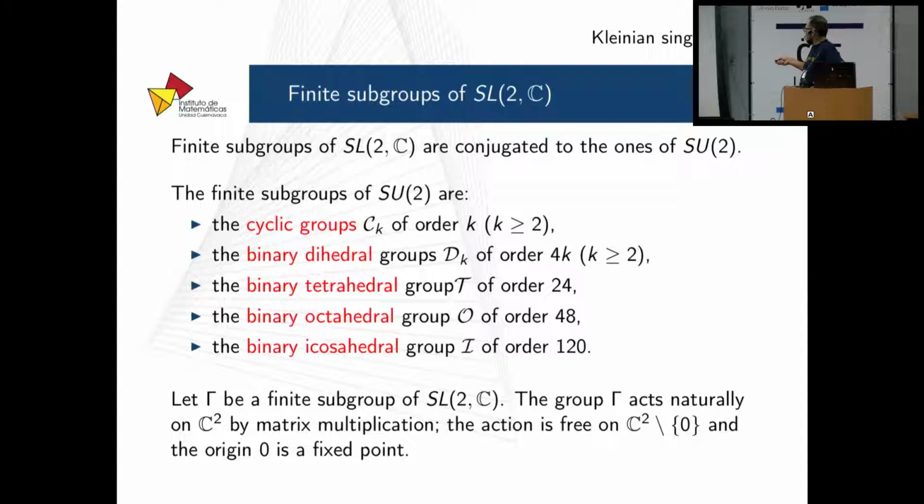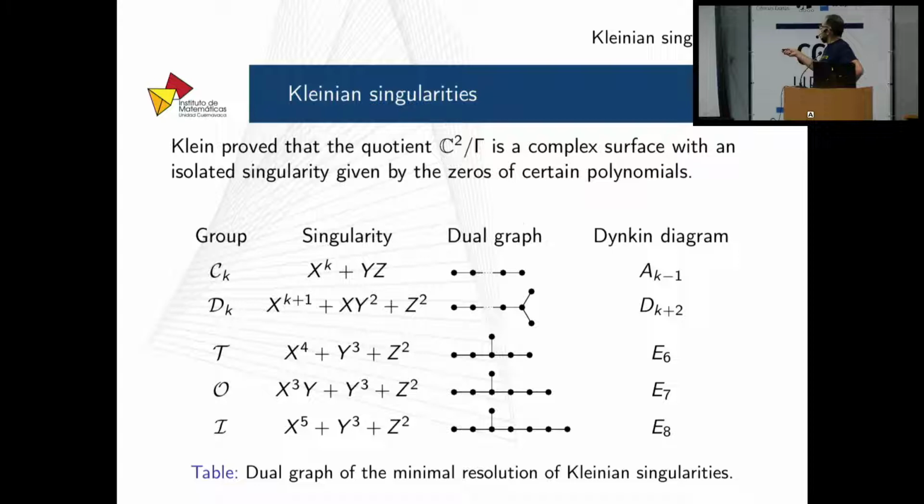If we take one of these finite subgroups of SL2C, these groups act naturally on C2 by matrix multiplication, and the action is free except at the origin, where we have a fixed point. Klein proved that this quotient is a complex surface with an isolated singularity given by the zeros of certain polynomials. These are the polynomials corresponding to the finite subgroups. Later, Du Val studied the resolutions of these singularities and computed the dual graphs of the resolutions, and it turned out that they are Dynkin diagrams of simply laced Lie algebras, which is why we have the types of Lie algebras up here. That's why these Kleinian singularities are also called ADE singularities or Du Val singularities.